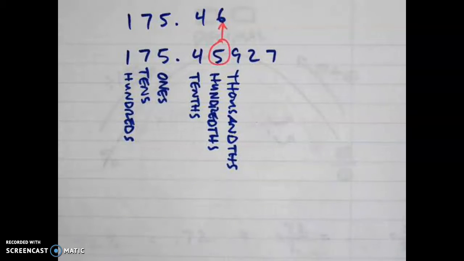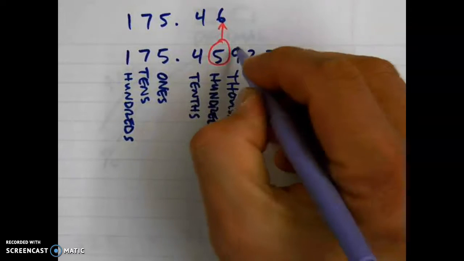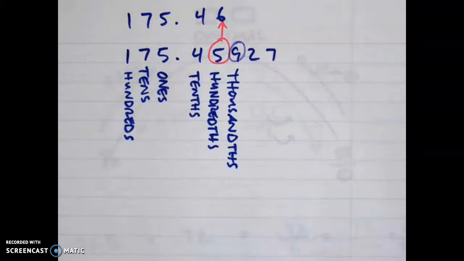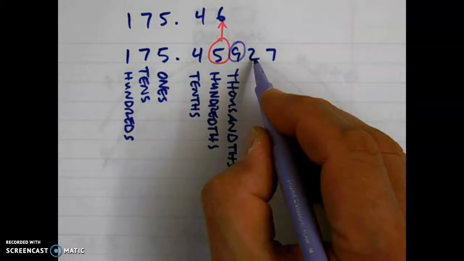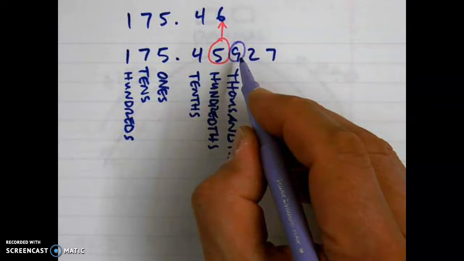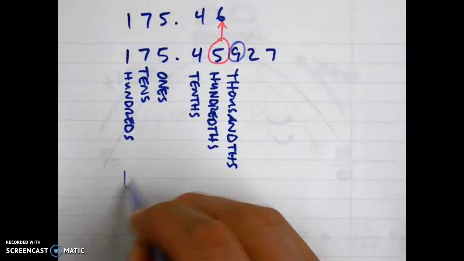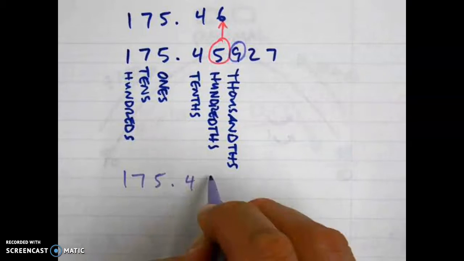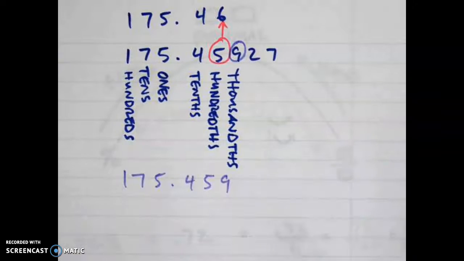Okay, so for example, if we're trying to round to the nearest thousandths, look at the number right after it, 2. Can you give me a high five? No, so this number stays the same. So your number is going to be 175.459. That 9 is not going to change. The number after it cannot give me a high five.